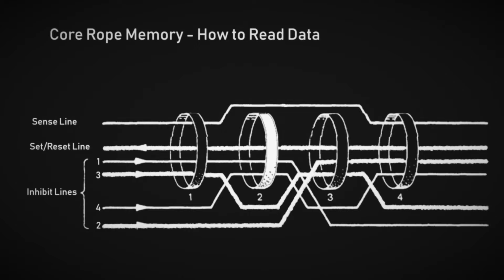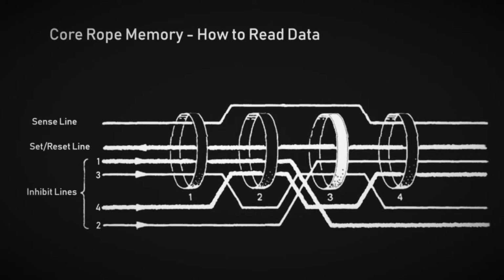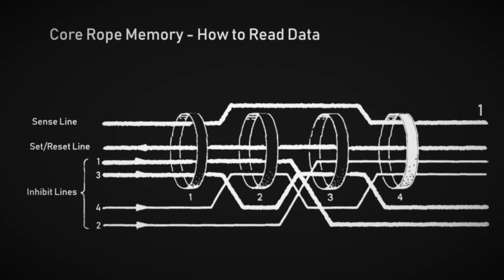Let us continue to core number 2. Here, the sense line does not thread the core. Due to the form of the toroid, there is no magnetic field outside of it. So, no current will be induced in the sense line. This is interpreted as a binary 0. The same happens as we continue to core 3 and 4. Core 3 stores a binary 0, and core 4 stores a binary 1.